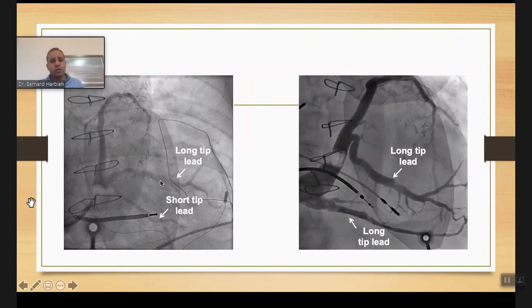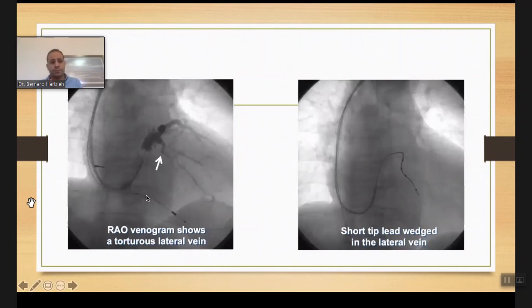Okay. This is another example of what type of leads you need to choose. The bigger the lead, the bigger the branch, the longer the branch, you need to choose a long tip lead. The shorter, the more curved, so you need to choose a short tip lead.